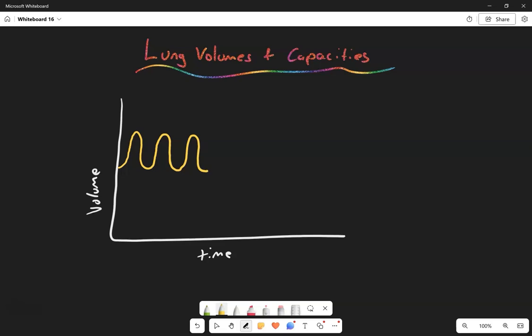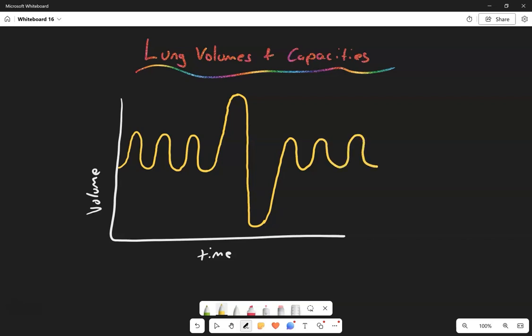Now if I said, go ahead and inhale, and then I said, keep going, keep going, you could keep inhaling. Conversely, if I said, go ahead and exhale, and then keep going, keep going, you could keep exhaling. And then I said, okay, return to normal, quiet breathing. You would go back to this pattern here.